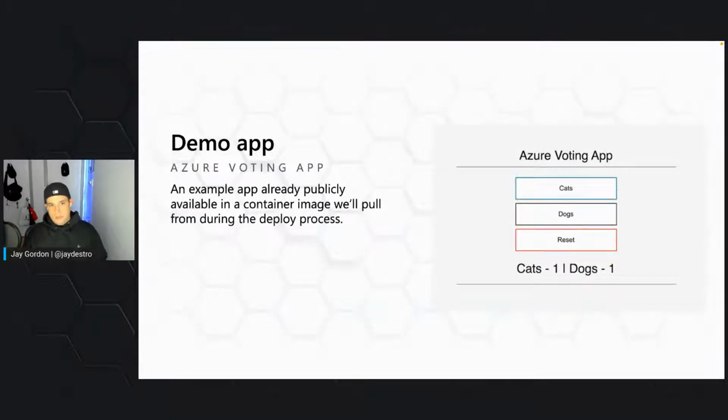And so we're going to be building today a demo app. The demo app is going to be just a simple .NET application that's using, I believe, JavaScript for the front end, and it's also using Redis to store our votes, which is either cats or dogs. I'm voting dogs.